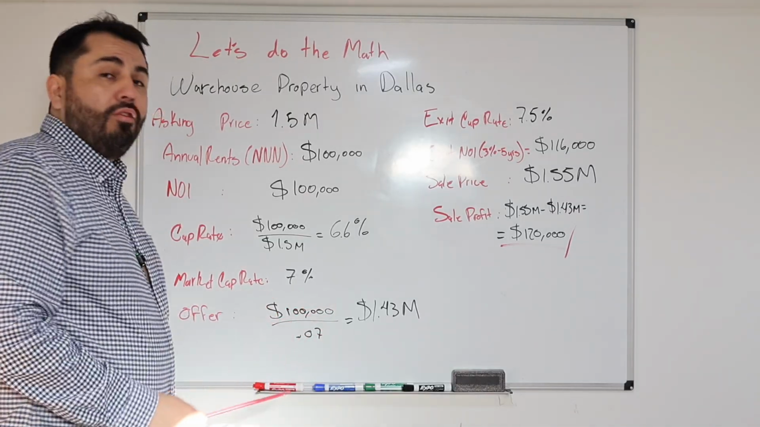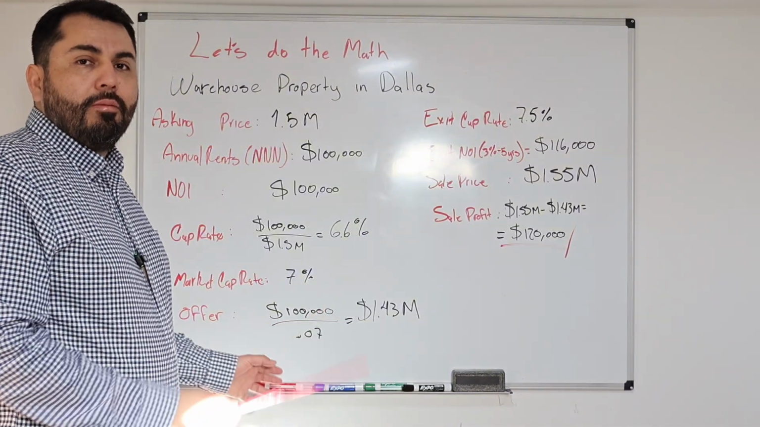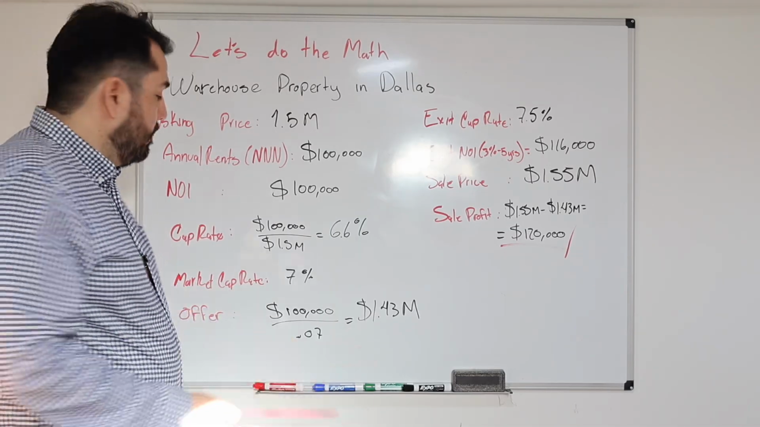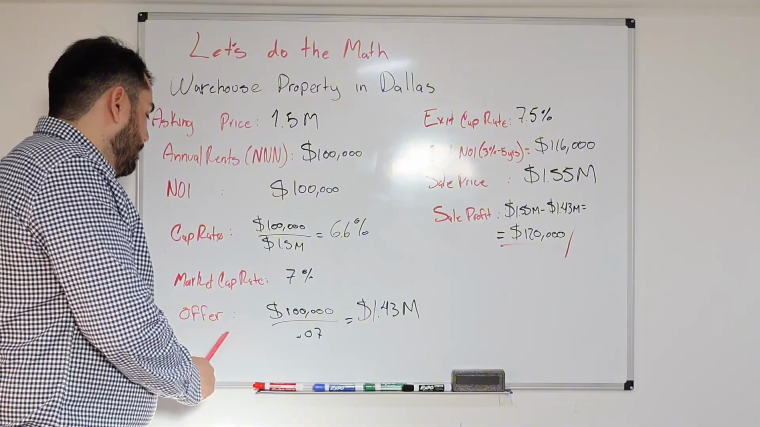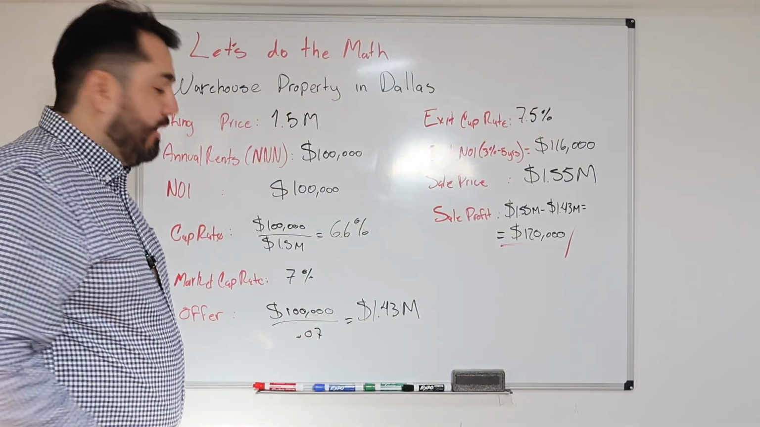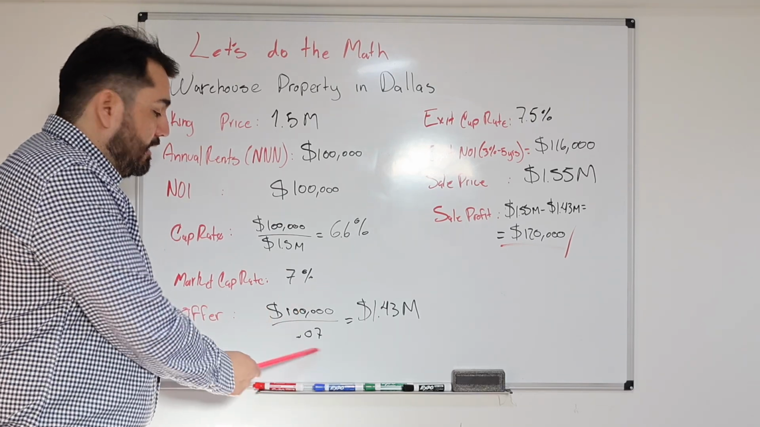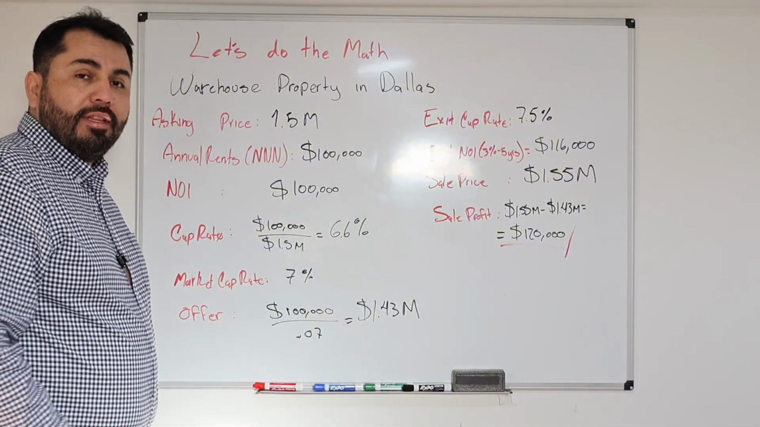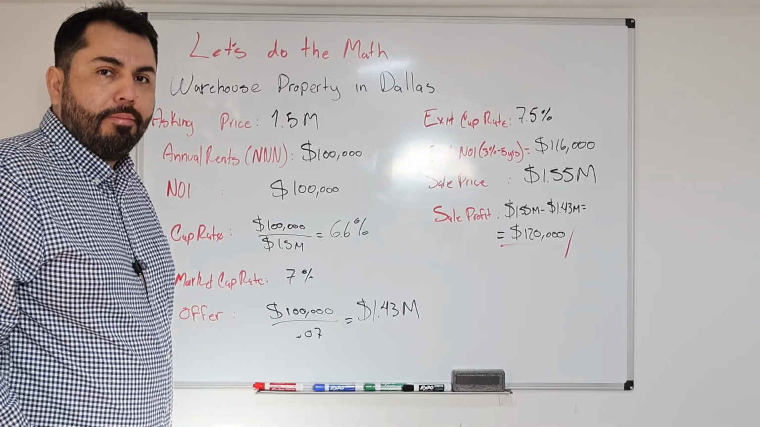Okay, so we do some research and find other properties that recently sold in the area, and we find they sold for a cap rate of around 7%. Similar properties, industrial, similar age, similar location, and they sold for a 7% cap rate. So then we divide the $100,000 we have by the market cap rate, which is 7%, and we get a new number to submit an offer. Okay, this is the fair market value of the property.